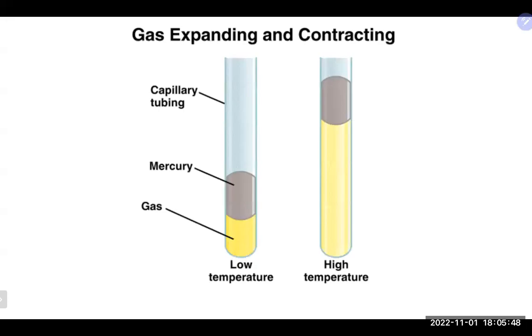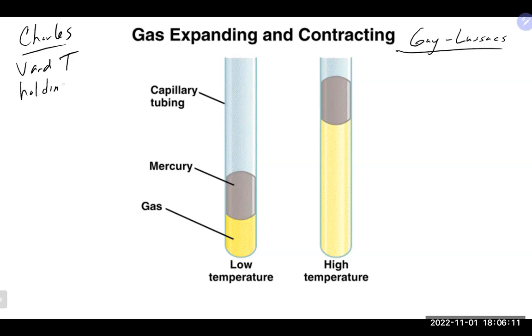All right. The next laws we're going to talk about are two laws, Charles's Law and Gay-Lussac's Law. Charles's Law dealt with volume and temperature relationships, holding pressure constant, while Gay-Lussac's really dealt with pressure and temperature relationships, holding volume constant.